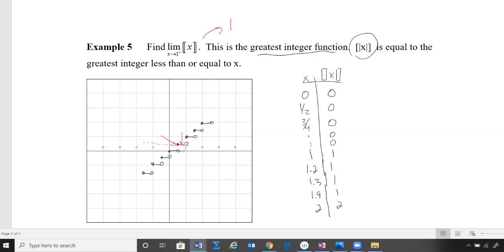Now let's continue. You can also see that in the table that we built, coming along this direction, getting closer to the 1. x is bigger than 1, heading to 1. Notice the y values are always 1, and they stay at 1. So this is a right-hand limit.